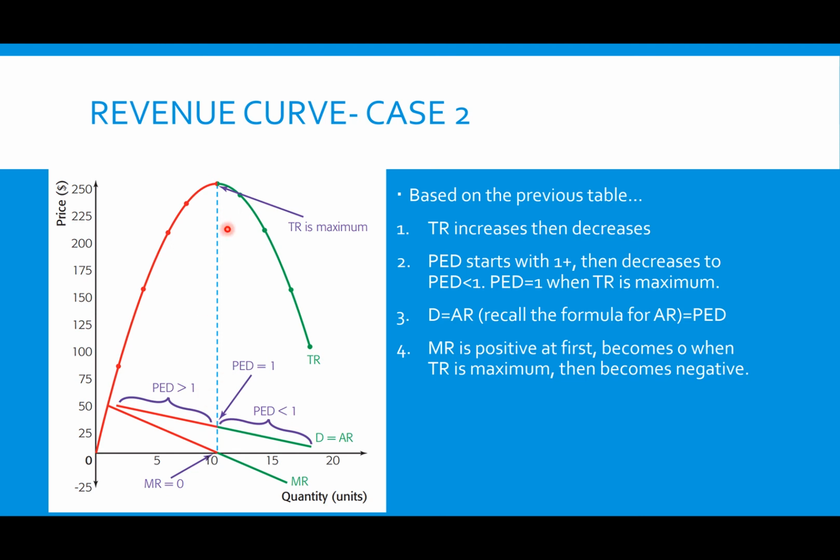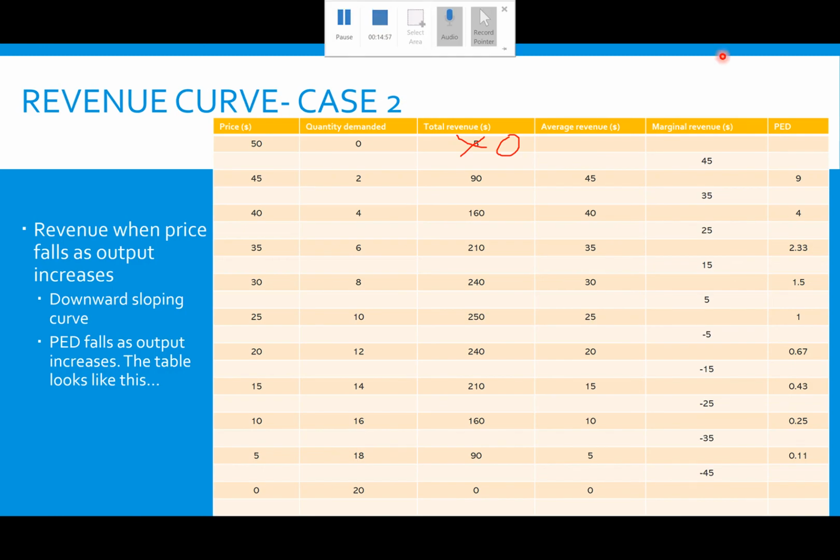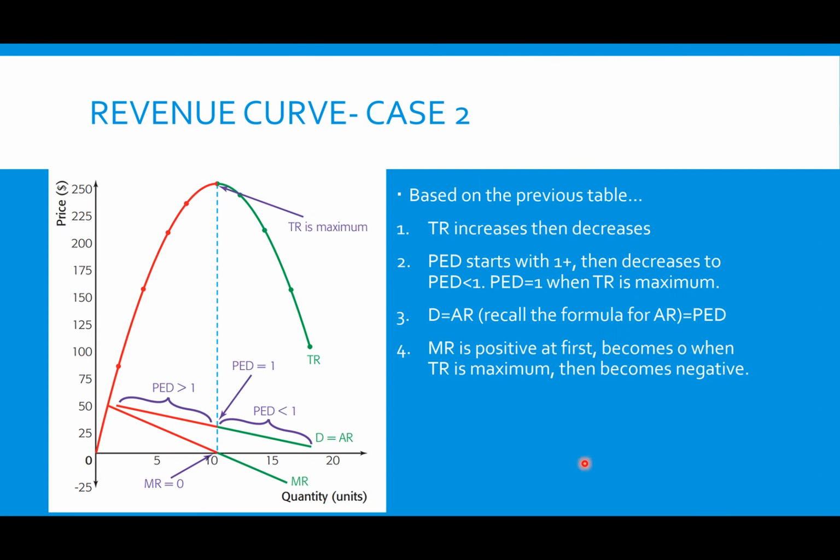And again, the maximum point, TR maximization, happens when PED equals 1, where there is a perfect balance between the percentage change in quantity demanded and the percentage change in price. So D and AR are the same. Again, as you look at this table, price and average revenue are the same.